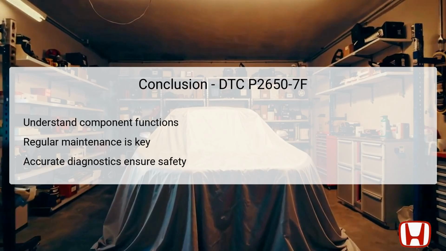In conclusion, understanding the component functions related to DTC P2650-7F is vital for effective diagnosis and repair. The rocker arm oil pressure sensor, oil control valve, and VTEC system all play essential roles in engine performance, thus necessitating accurate diagnostics when errors occur. Regular maintenance, including oil checks and servicing VTEC system components, can prevent issues before they arise. Following the structured troubleshooting steps allows for a thorough examination, promoting accurate identifying of root causes.